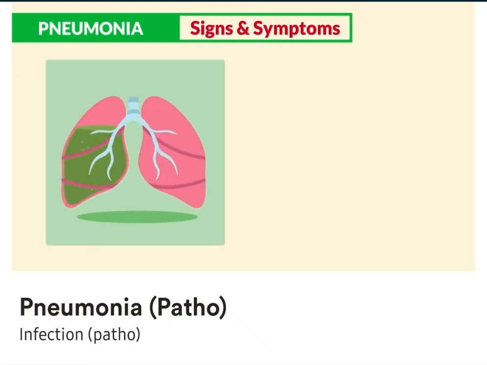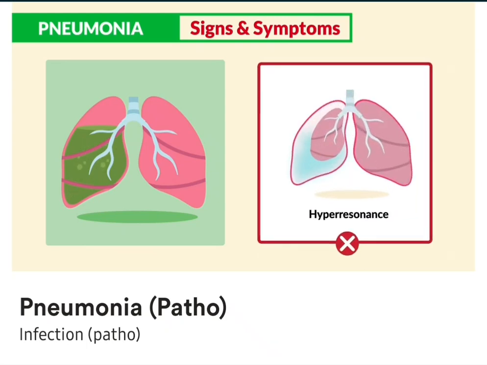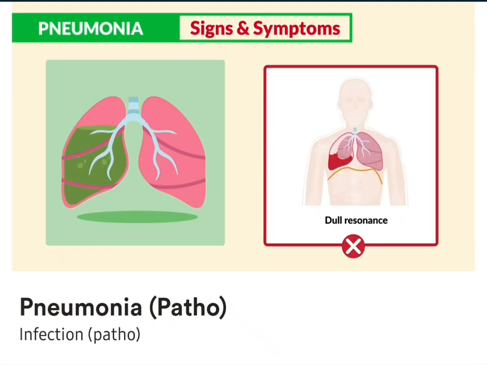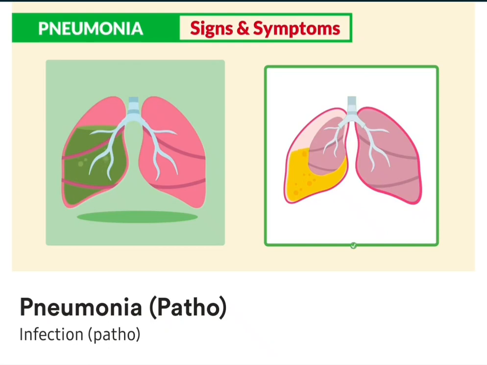Pneumonia does not include tracheal deviation. That's typically from tension pneumothorax. And it doesn't include hyperresonance, which is typical for a regular pneumothorax, that air inside the pleural space. And it's not dull resonance, which is typical for a hemothorax, that blood inside the pleural space. But it can also happen in fluid-filled spaces too, like a pleural effusion, a complication of pneumonia, which we'll get into next.